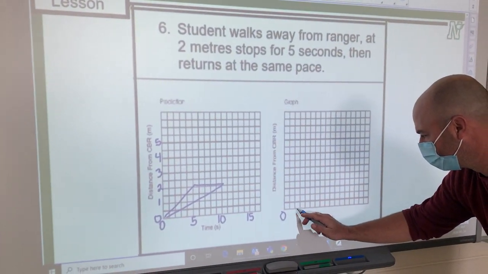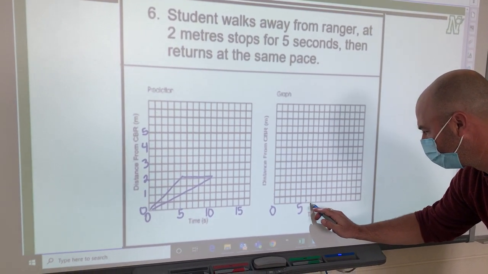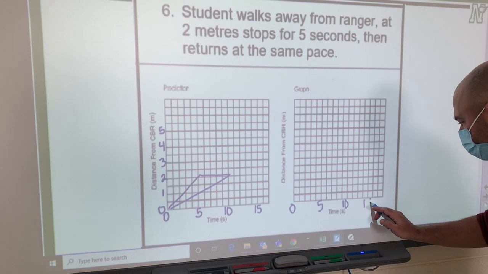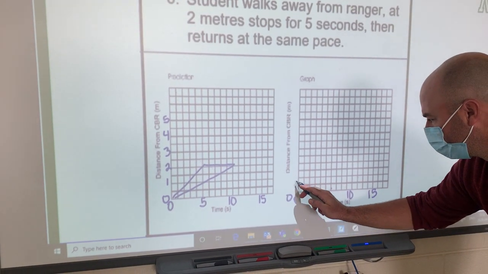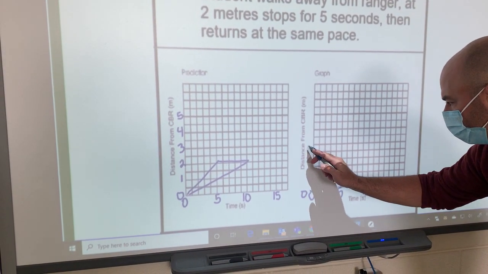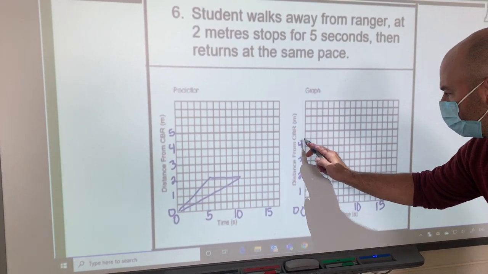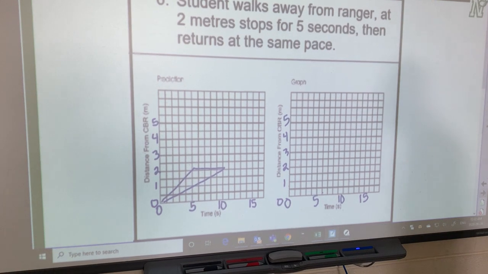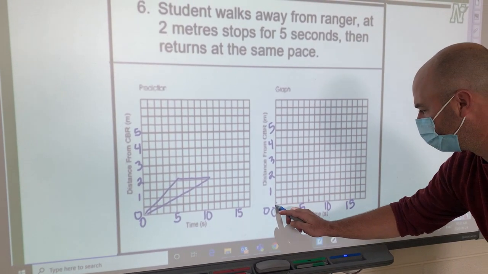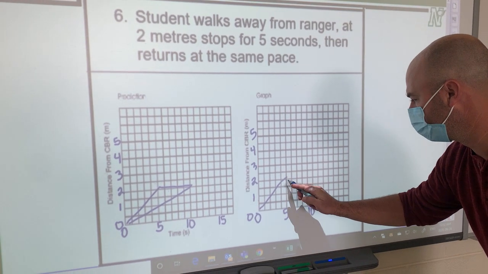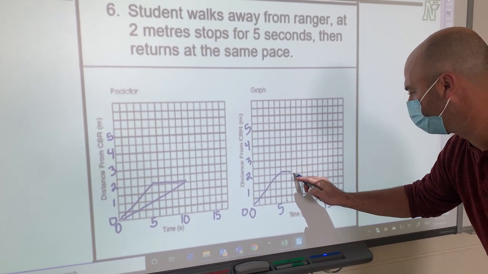As you can see in his prediction, he started walking away at a very nice pace, and he did stop for 5 seconds. However, Mr. Bracken thought that that line would come back to 0 when he walked back to the CBR. But in fact, the time continues on. Time doesn't stop. So, as he walked away, you can see stopped at 2 meters away for 5 seconds.